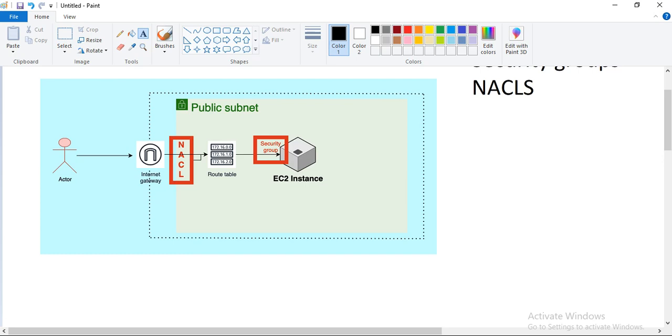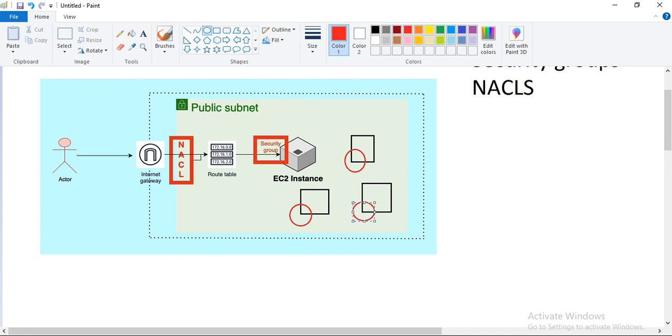Each EC2 instance can be associated with one or more security groups. You can have multiple EC2 instances here, and each of them can have its own security groups. I'm highlighting them in red. For each of them we can define a security group, which is the security level for each instance. Each security group consists of inbound and outbound rules.